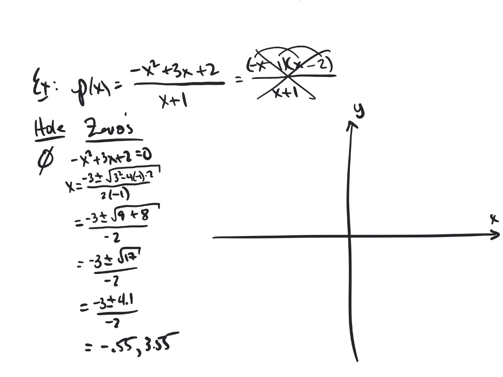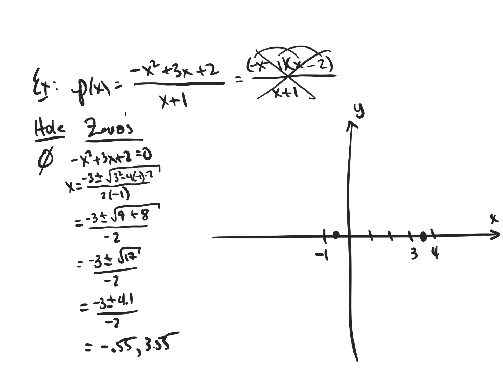Okay, so we'll have a 0 at negative 0.55. So if this is negative 1, negative 0.55 is about there. And 3.55, so 1, 2, 3, 4. So 3.55 is right about there.